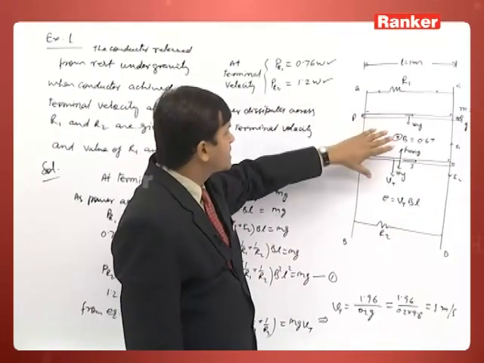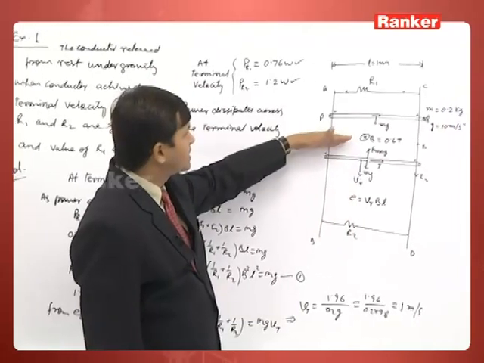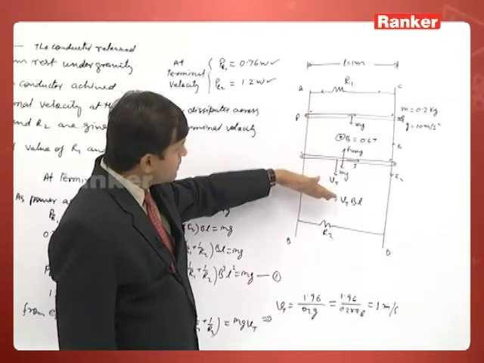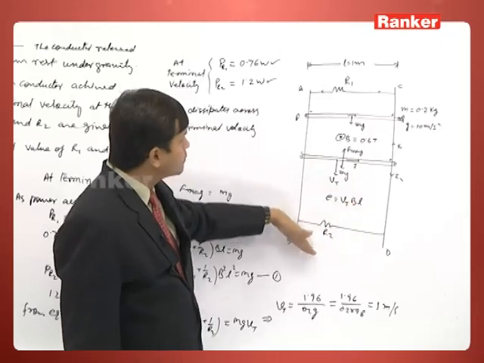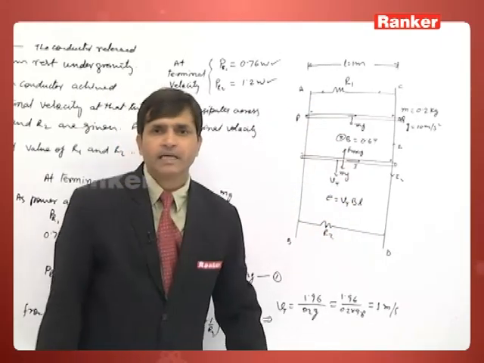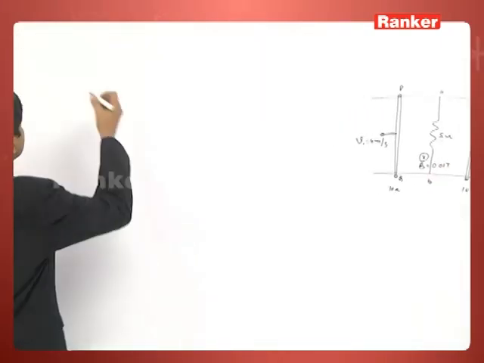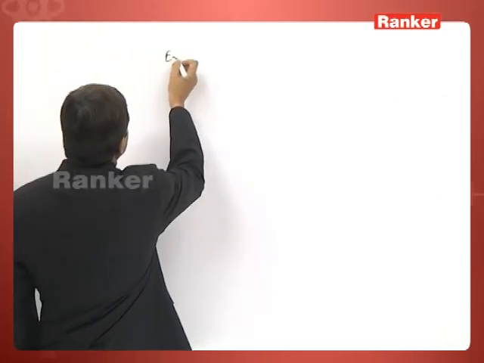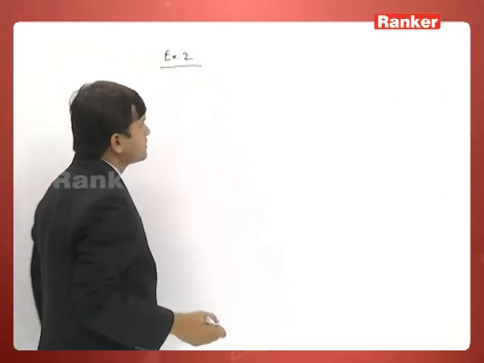Okay, when the conductor starts moving, then what is the effect? So see, when the conductor moves, current starts flowing. Due to that, this type of phenomenon can happen. Now see another example. Example number 2.